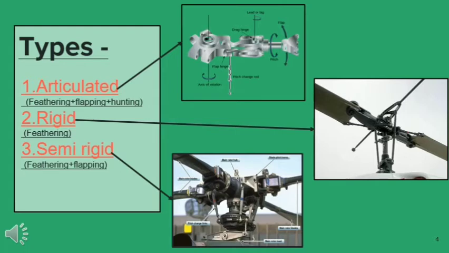Rigid. The first few systems of the helicopter were made by using the rigid systems. These systems are simple and have a rigid mast. Blades are made of lightweight metal such as aluminum. Blades flap up and down and make a vibration. The rigid system has only feathering effect.